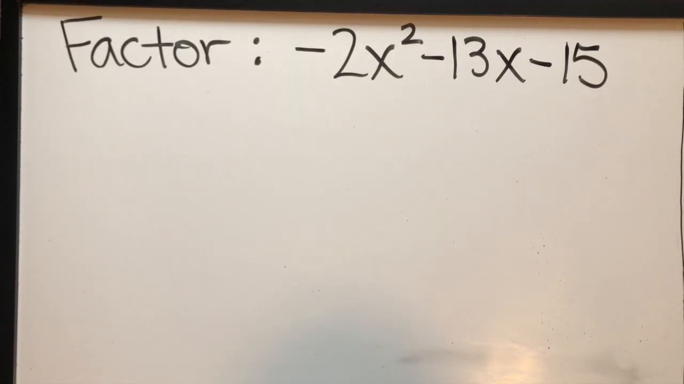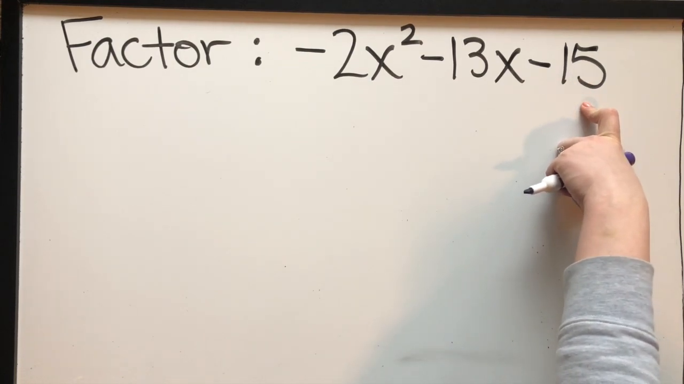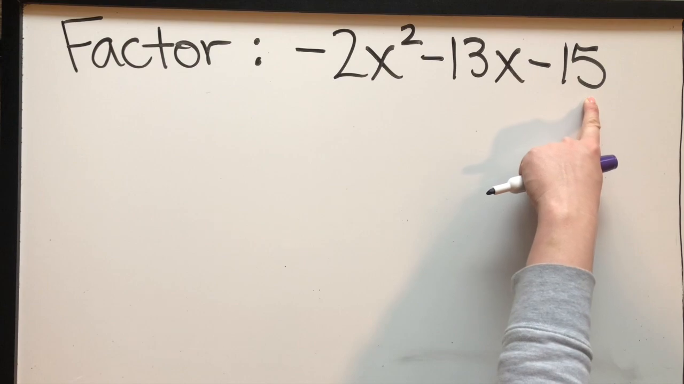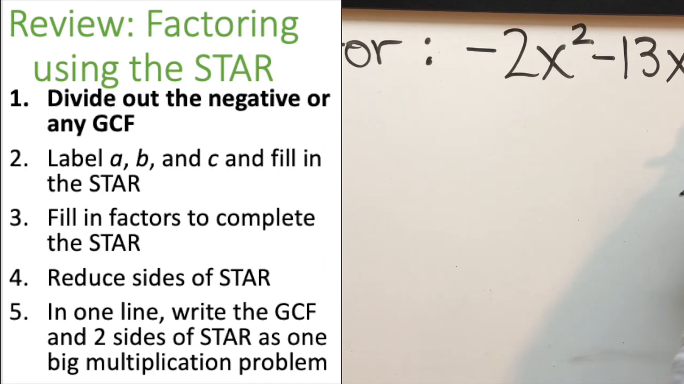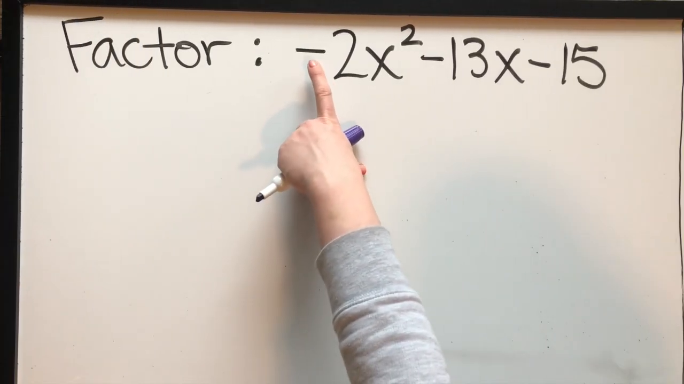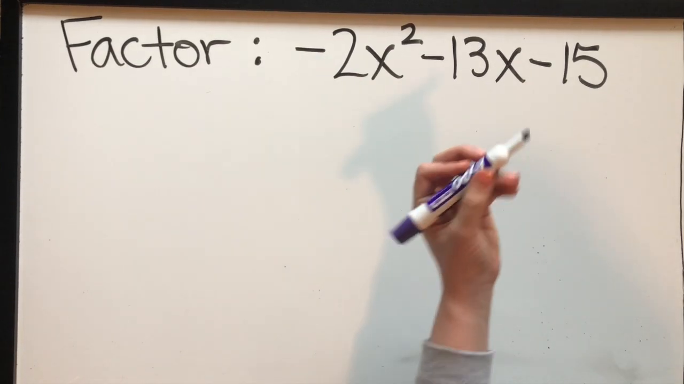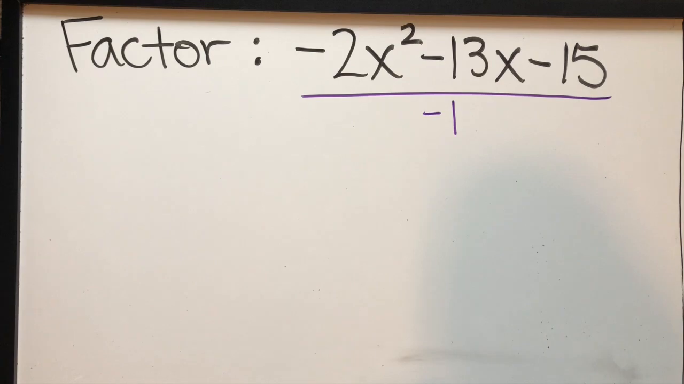All right, for our second example, we're going to factor -2x squared minus 13x minus 15. Again, this is a trinomial, so we are going to factor using the star. Step number 1 is we need to divide out a negative or any GCF. Again, since my A value right now is -2, we need to get rid of the negative. So to do that, we're going to divide the entire problem by -1.